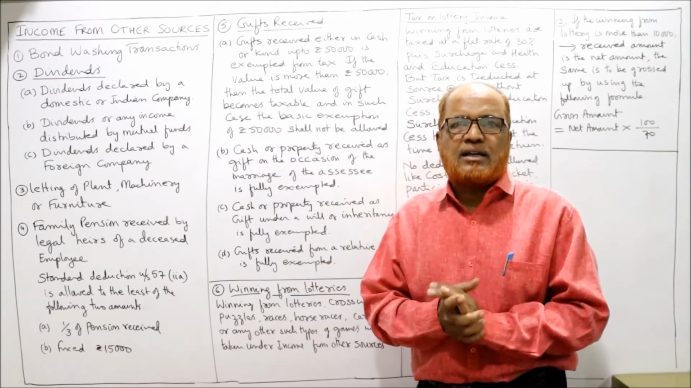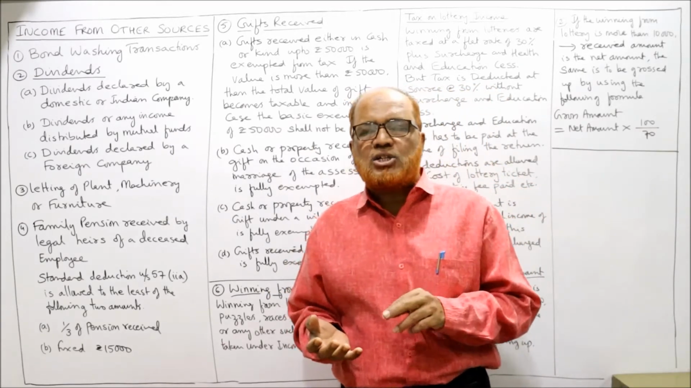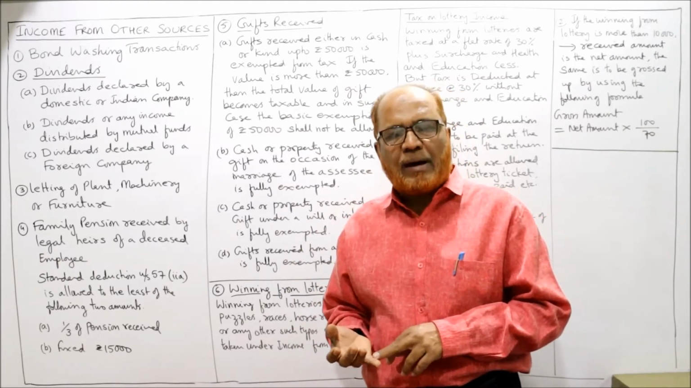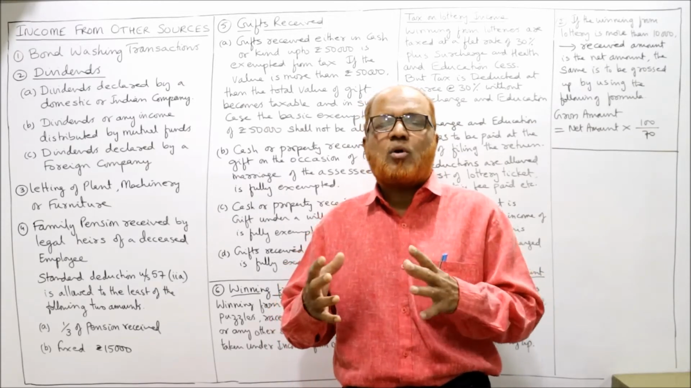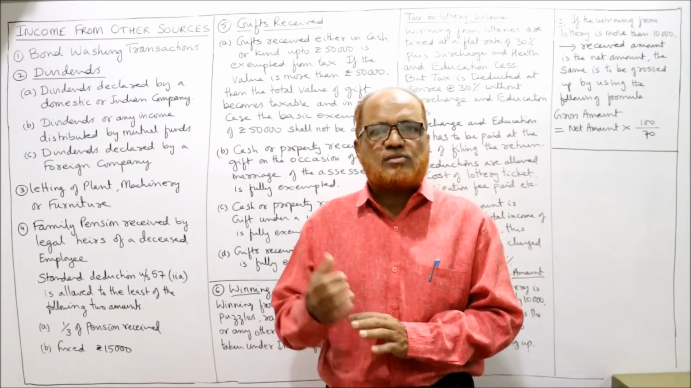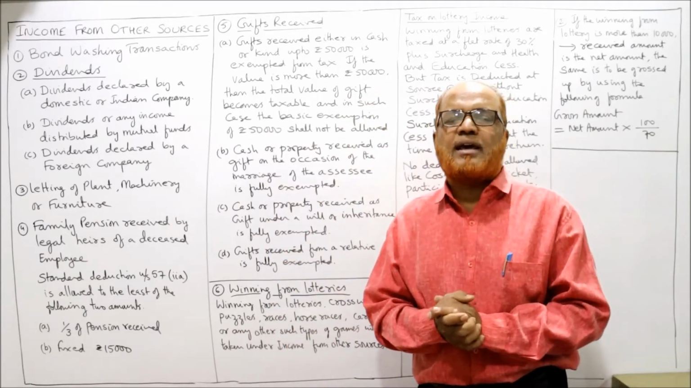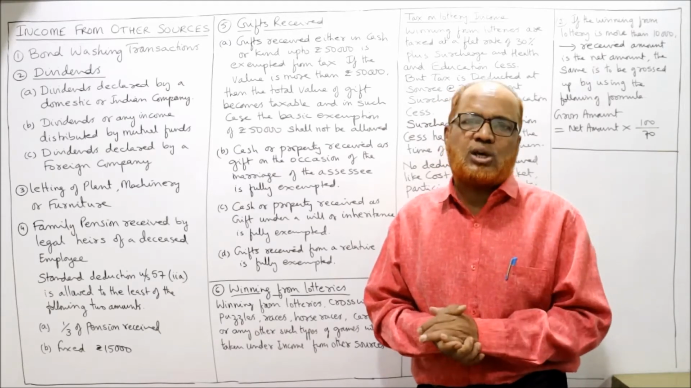The second part is other incomes. The other incomes are rent or hire charges from letting of plant, machinery, furniture, and family pension, winning from lotteries or dividend. These are some commonly found items of incomes which fall under income from other sources. So now in this video I am going to explain you the other incomes other than interest on securities.